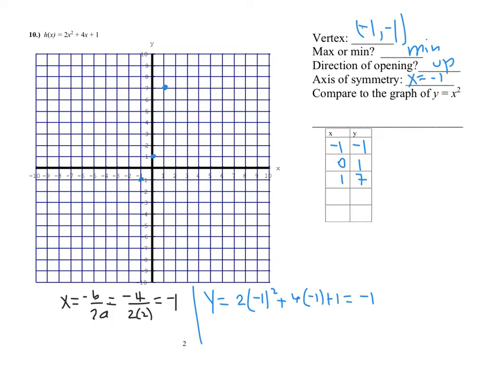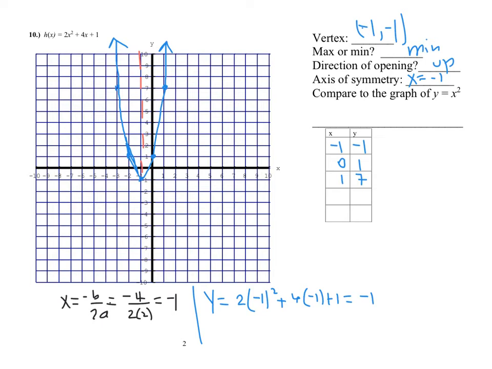I just now need to use my line of symmetry, which is right here, to reflect the points on the other side. So this is the other point, and then the other reflected points. Okay, and now I just need to connect my points with a smooth curve, and there is my graph.